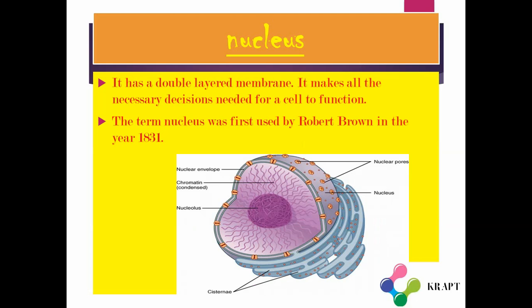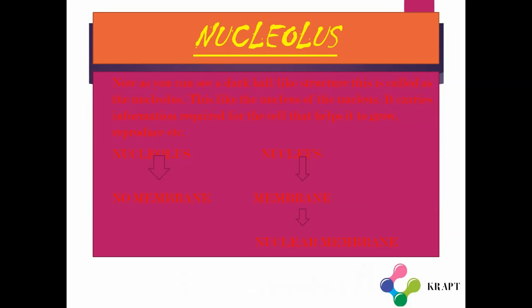Now nucleus. Nucleus is like the king of the cell. It makes all the necessary decisions needed for a cell to function. The term nucleus was first used by Robert Brown in the year 1831. As you can see, there is a dark ball-like structure. This is called the nucleolus, and you can see a thread-like structure which is called chromatin. Now we are going to learn about these two things.